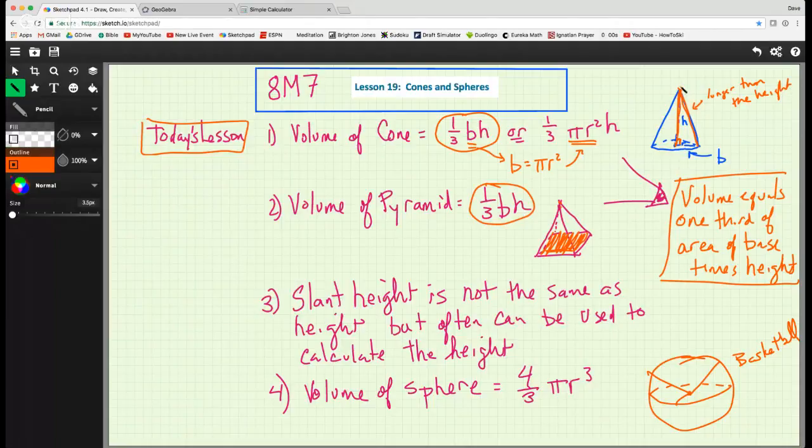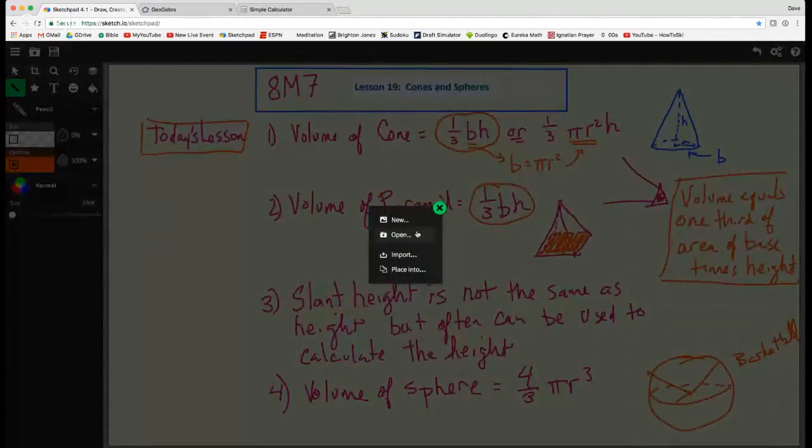Because we can make a right triangle, and we'll be able to use our Pythagorean theorem, because if we use our radius and our height, we have a right triangle where the slant height is actually the hypotenuse. So we'll see another example of this later. And I'm going to try and show you this after this next slide. So this is kind of the overview of what we're doing today. So let's move along to our next slide.